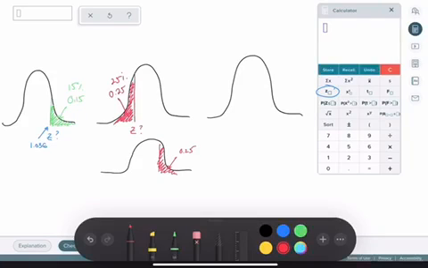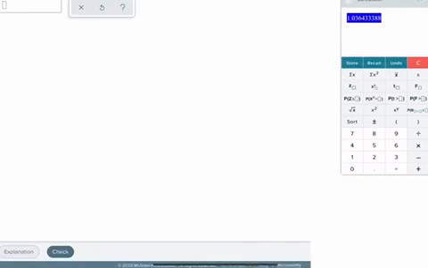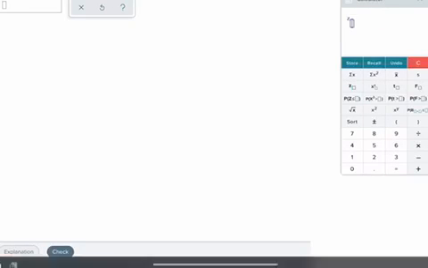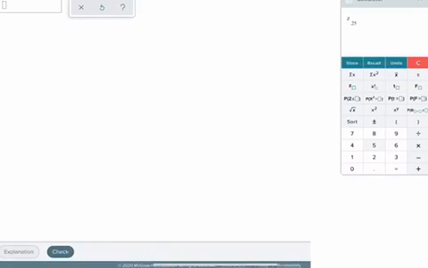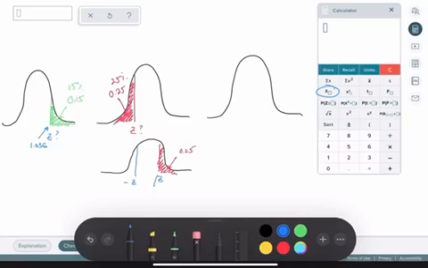But since this is symmetrical, we know whatever Z-score we get here is going to match up with the negative Z on this side. So all we have to do is change it to a negative number, and we would get our answer. So, for example, in our calculator, we just put Z of 0.25, and we get 0.674. So this area is what the calculator is actually giving us, 0.674.